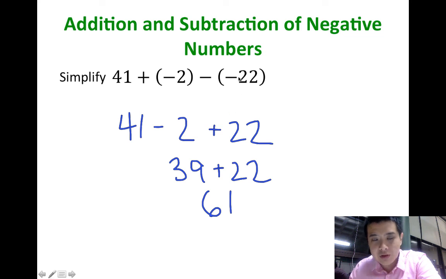Next we have this negative 22. This negative part tells us we are not subtracting, but we're going to be adding 22. So in order of operations, we do the first two numbers first. 41 minus 2 is 39. And then we do 39 plus 22, which gets us 61.